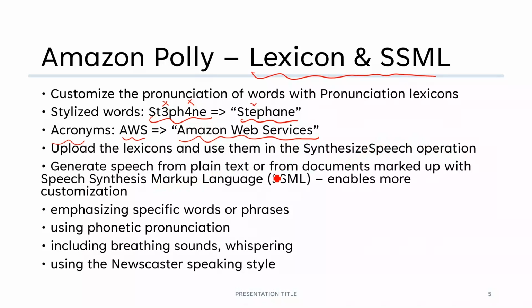Then generate speech from plain text or from documents marked up with Speech Synthesis Markup Language. It uses SSML, which enables more customization in the sense that it allows you to make the speech more lifelike. For example, while we are speaking, we take certain breaks, we breathe, we whisper, we use some kind of phonetic conversations. If you want your application to be more lifelike, you can customize it by using SSML, by including breakpoints or breathing seconds and other things, and it will automatically do it for you. Now this is about lexicon and SSML.